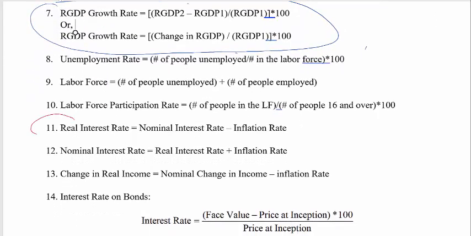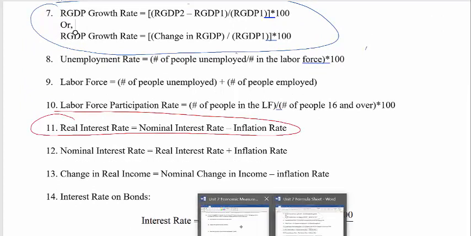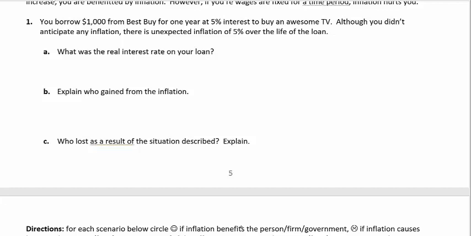Oh, good, I do, right here, number 11. So the real interest rate is equal to the nominal interest rate minus the inflation rate. So it says here 5% is the nominal interest rate, and all of a sudden we do have 5% inflation, so we subtract that. What's the real rate of interest? 0%. So the next question is, who gained from the inflation?